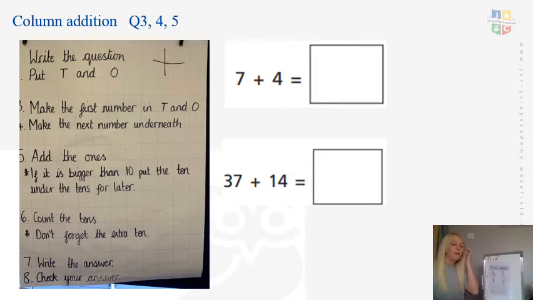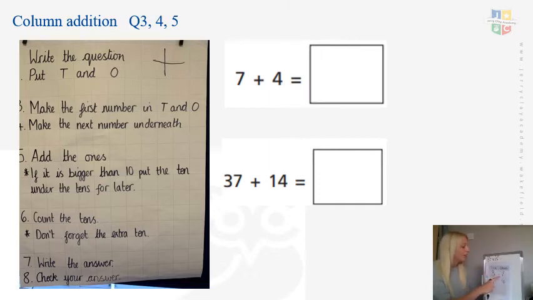Brilliant. Okay, now we can start adding, and remember, we start adding with the ones. We've got a gold star. If it is bigger than 10, exchange the 10 under the tens for later. So don't forget, if we get to 10, we need to stop.